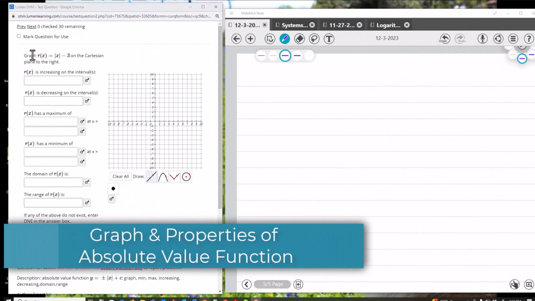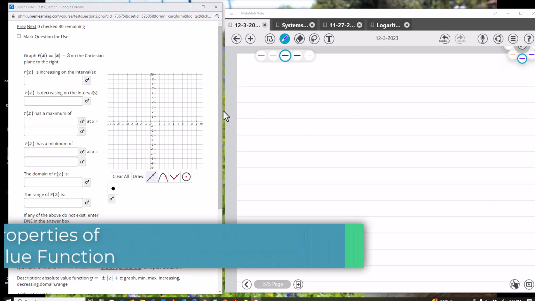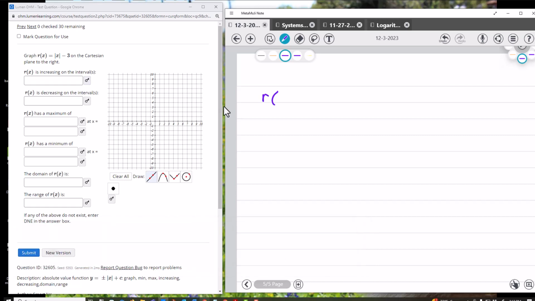All right, so I'm given this equation that says to graph this r of x equals absolute value of x minus 3. Now, what you always do is, they call these the toolkit functions, you look for the familiar function. And this, of course, is the absolute value.